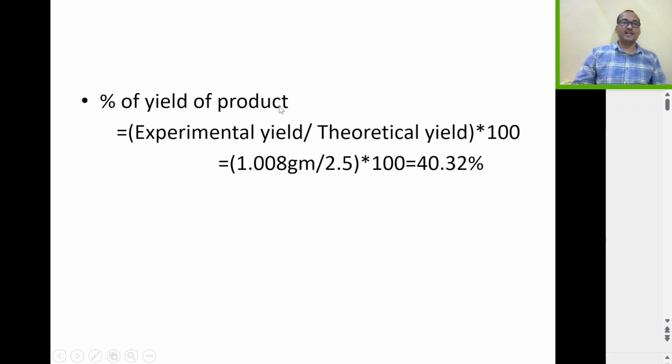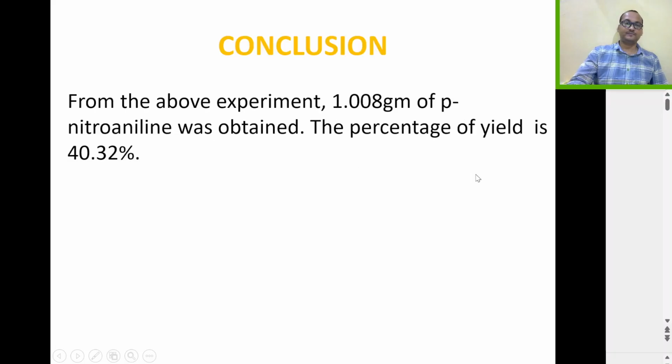So the percentage of yield will be experimental yield by theoretical yield into 100. So 1.008 by 2.5 into 100. So it is found to be 40.32%. So in conclusion, 1.008 gram of para-nitroaniline was obtained and the percentage of yield is 40.32%.